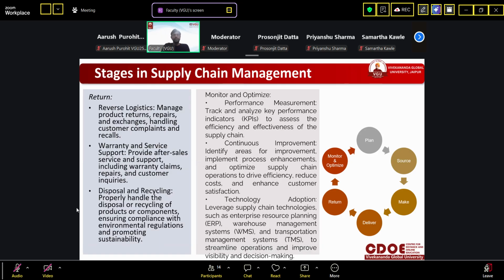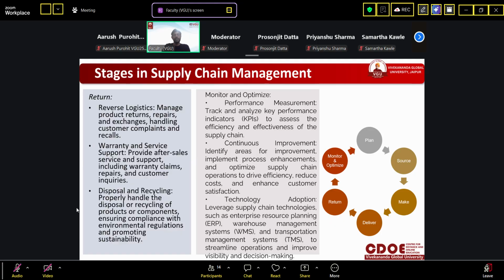In returns, if you require reverse logistics, how are we going to manage that? Manage product returns, repair, and exchange. All kinds of things we face in the process of ordering something. Like the return process, how are they going to do it? What kind of expenses are there for customers, for you?